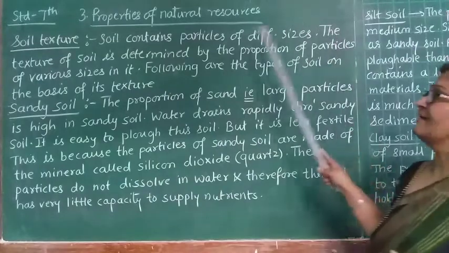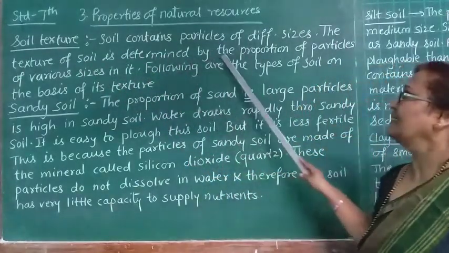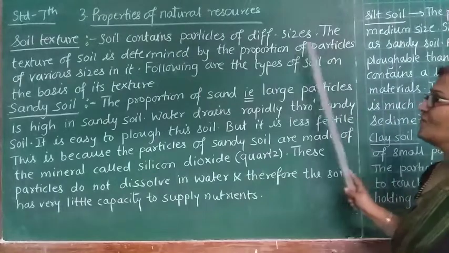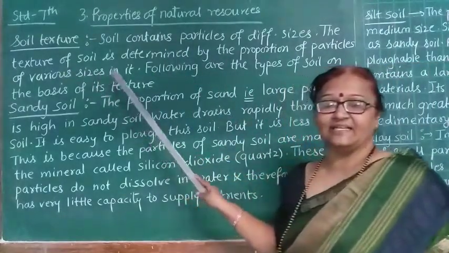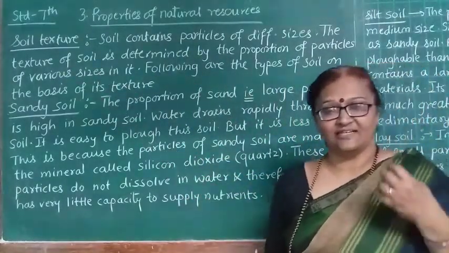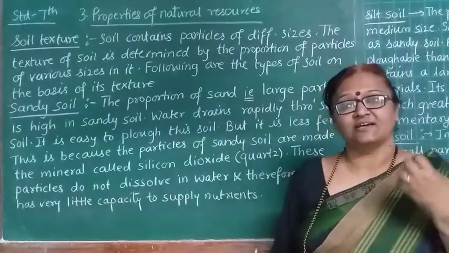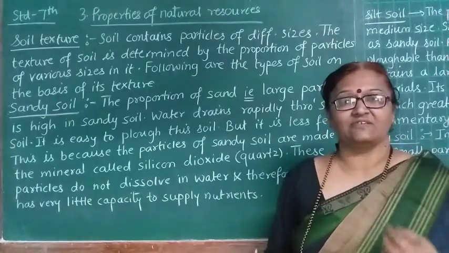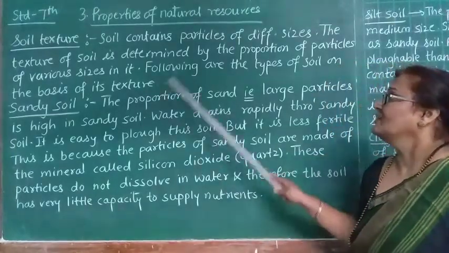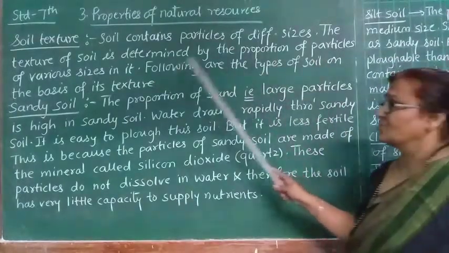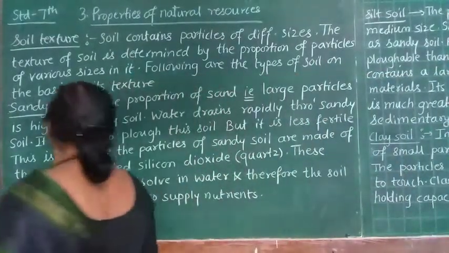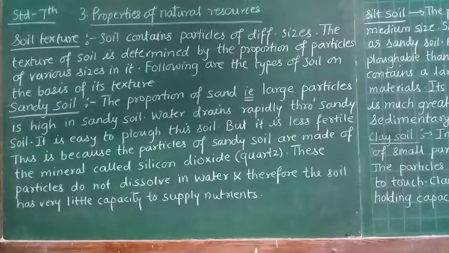Then see, the texture of the soil is determined by the proportion of particles of various sizes in it. So, whenever you want to consider the texture of a particular soil, you are going to consider the size of the particles present in that soil. Following are the types of soils on the basis of their texture. They are sandy soil, silt soil and clay soil.